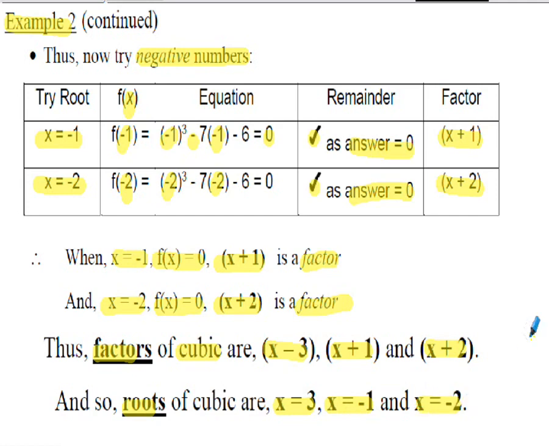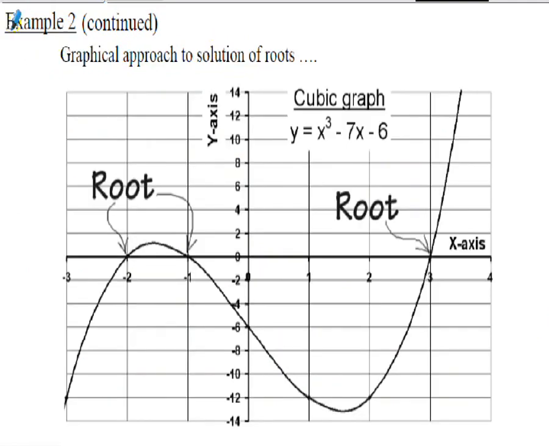I suggest you take a moment to reflect on the solutions shown on that slide and clearly understand the difference between factors and roots. Example 2 continued. This is the graphical approach here, and it shows you the roots. If you plot the curve y is equal to x cubed minus 7x minus 6, or a function of x is equal to x cubed minus 7x minus 6, you find there are roots at x is equal to positive 3, x is equal to negative 1, and x is equal to negative 2.